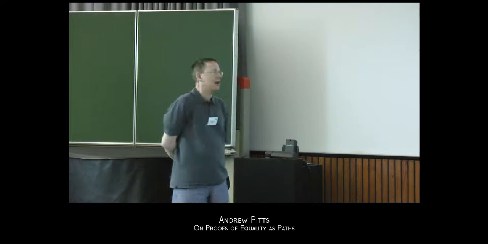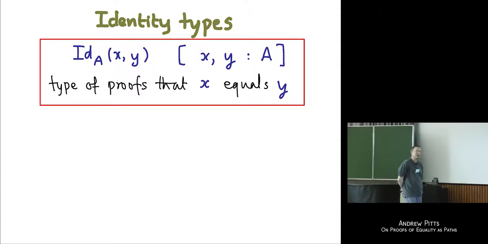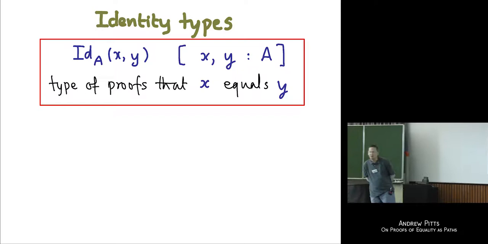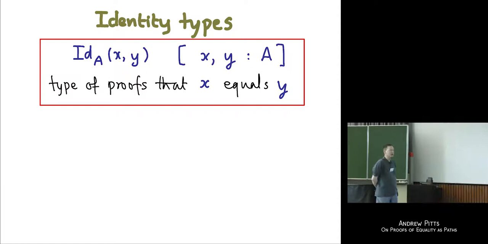What I am going to be talking about is a topic that has been much discussed so far. This is going to be another talk about identity types, so it's going to be a talk about type theory, and it's going to be specifically about types whose elements represent in some way proofs that two things are equal.